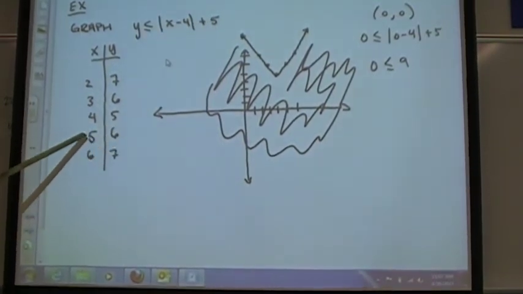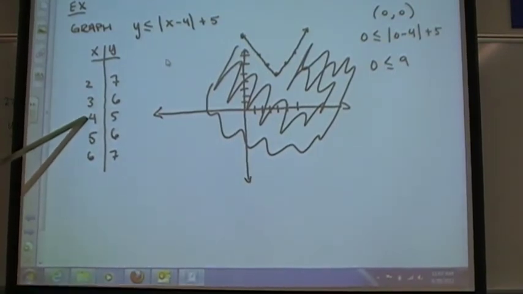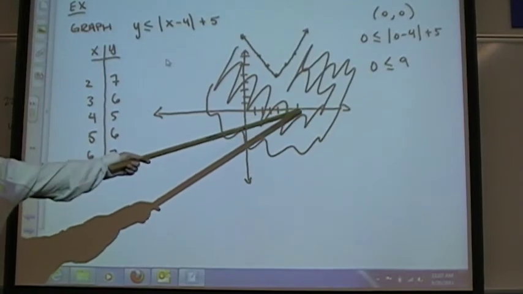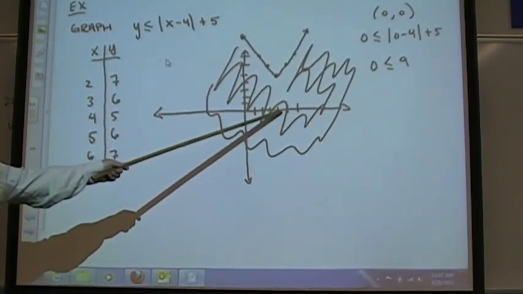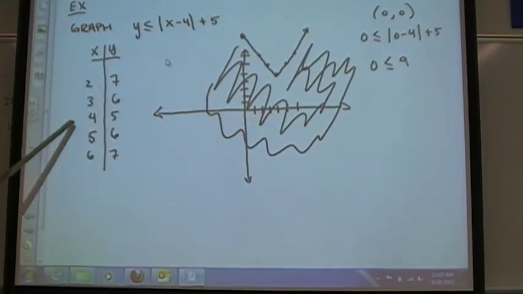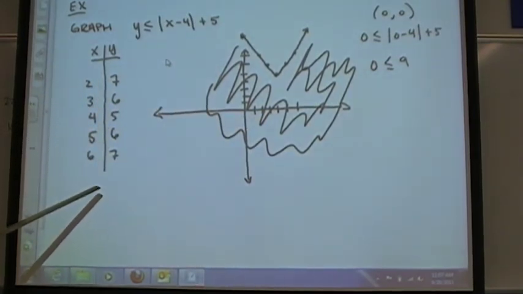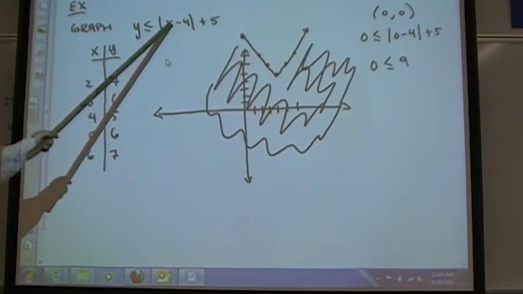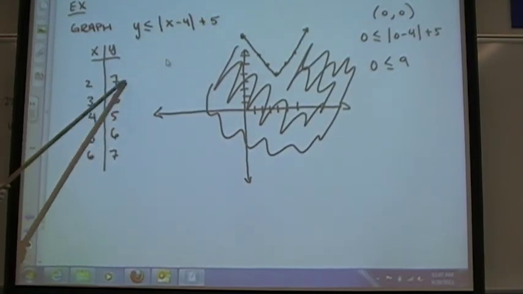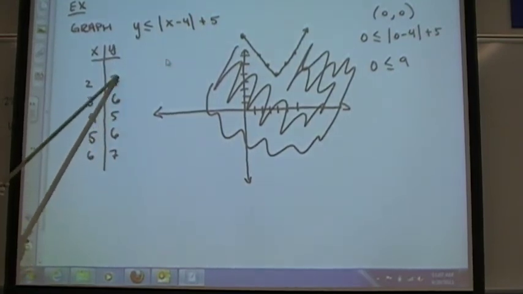All right. Now, the points I chose to the right of 4, here's 4, so to the right of 4 I chose 5 and 6, and points that correspond with 5 and 6 would be 3 and 2. So that's where I get all my x values. Once you plug in 2, what's 2 minus 4? What's the absolute value of negative 2? 2 plus 5. So that means these two must be 7.